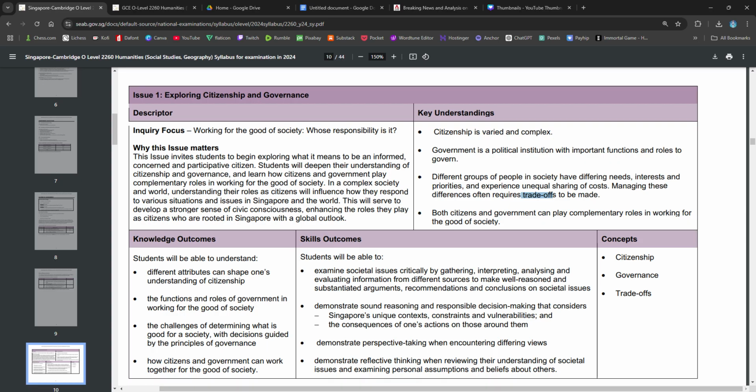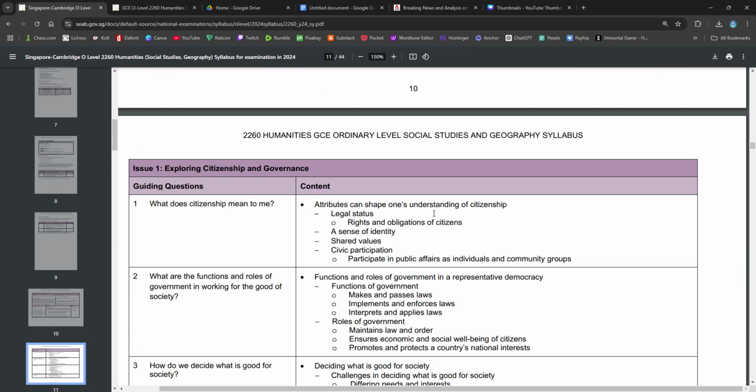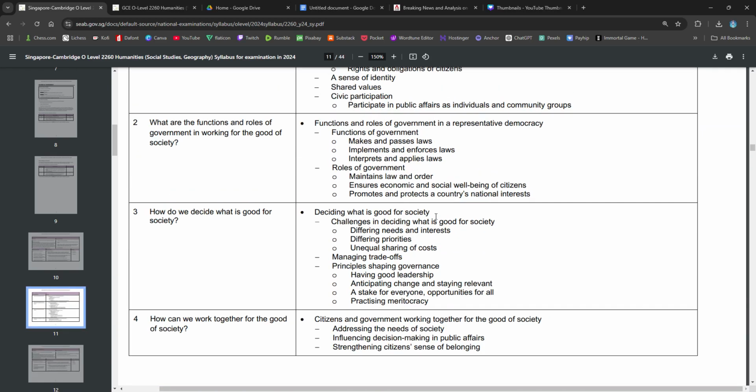They're already inside the syllabus. You just need to know where they are and underline them or highlight them and try to put it somewhere for you to remember. So let's take a look at another example.